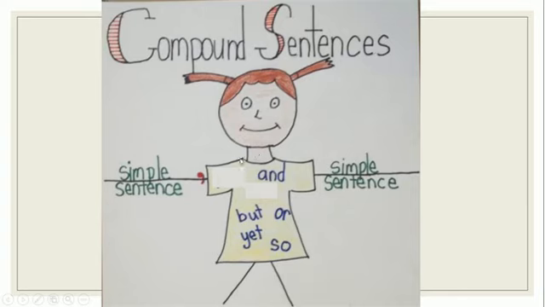We call these words coordinating conjunctions. So, if you have understood the concept of simple sentences, compound sentences are basically the combination of more than one simple sentence. This is the general idea of compound sentences.